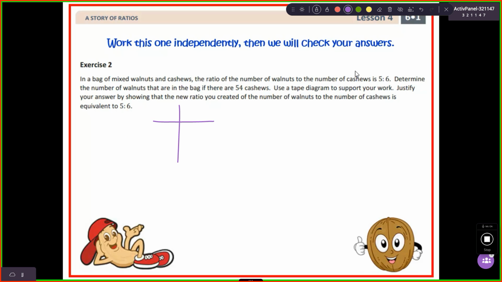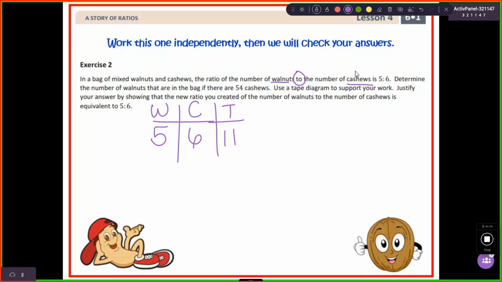In a bag of mixed walnuts and cashews, the ratio of the number of walnuts, first category, to cashews. So walnuts to cashews is 5 to 6. Okay? And it says it was in a bag. That's talking about our total, correct? What would that be? 11. I got that from the first sentence. Does everybody understand why I wrote down that?